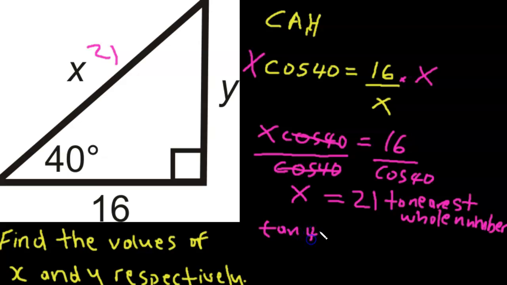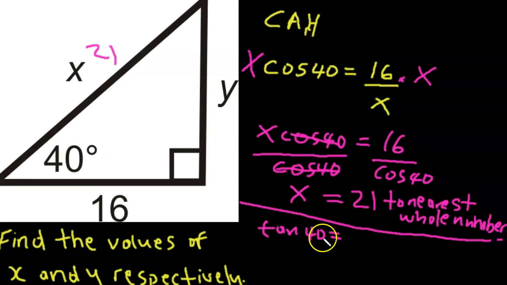So tan of angle 40, and tan is what? Opposite over adjacent. So tan 40, the opposite is what? Y. And the adjacent is what? 16. So now you need to get rid of the 16 as a denominator. So you times both sides by 16.